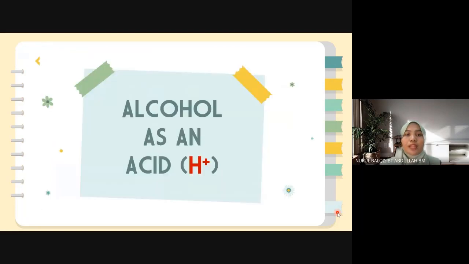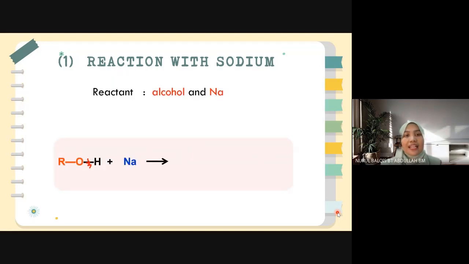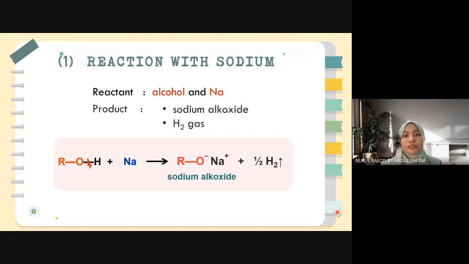Okay. Kita akan tengok alcohol as an acid dulu. H+, dia akan remove H+. Okay. As for reactions with sodium, sodium yang kita cakap hanyalah sodium metal, Na sahaja. Bila awak reactkan the reactant, the alcohol and also the sodium metal, you will form sodium alkoxide and hydrogen gas. Awak tahu Na is metal, O is non-metal.